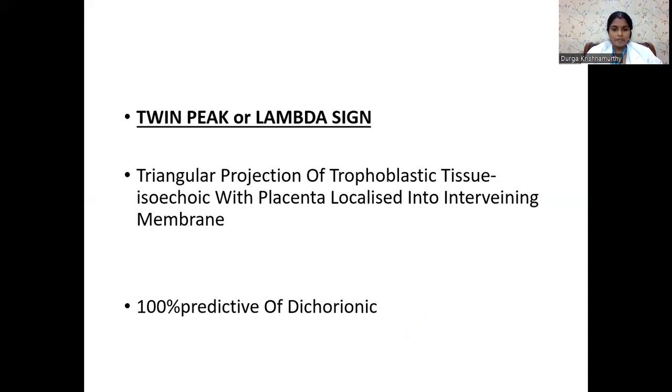Now, how can we predict dichorionicity in an ultrasound? The sign is called the twin peak sign or the lambda sign. The triangular projection of trophoblastic tissue, isoechoic with the placenta, localized into the intervening membrane, is 100% predictive of dichorionicity. We see some placental tissue projecting.